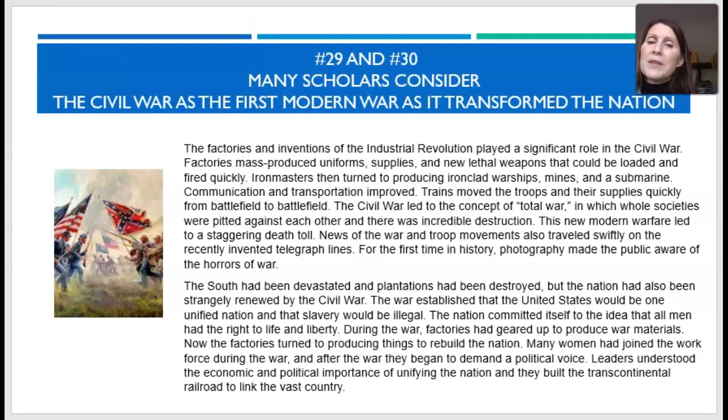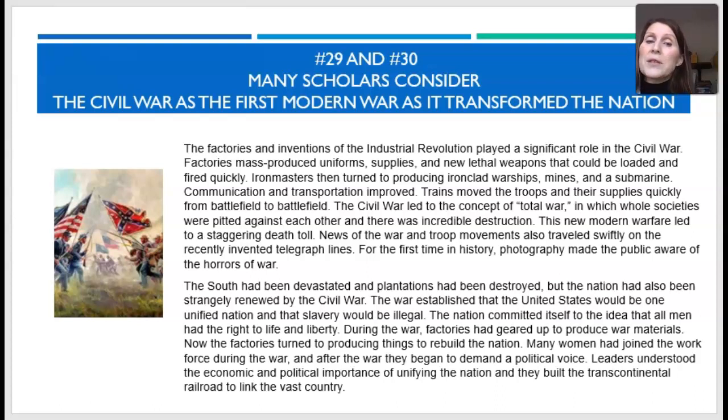The South had been devastated and plantations had been destroyed. But the nation had also been strangely renewed by the Civil War. The war established that the United States would be one unified nation and that slavery would be illegal. The nation committed itself to the idea that all men had the right to life and liberty.